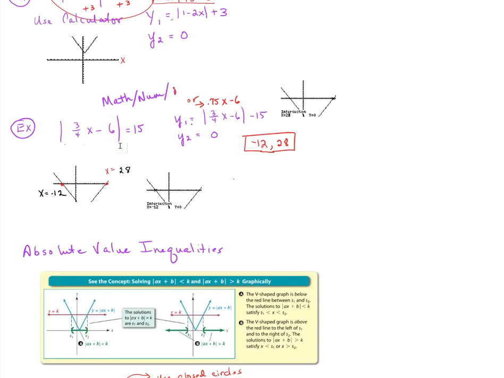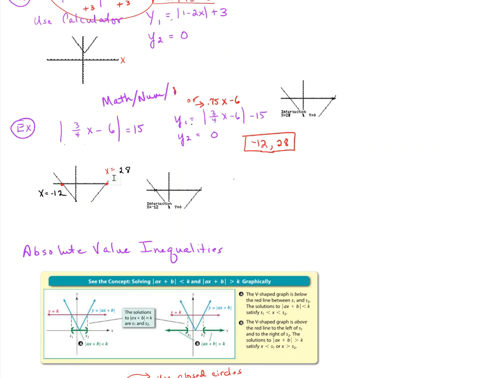Let's look down to the next one. So absolute value of 3/4 x minus 6 equals 15. So the first thing is to bring the 15 to the other side, and we have y2 to be 0. And if you don't want to deal with the fraction and it turns into a nice decimal, like 3/4 is 0.75, you could use that. So we do that and we get a picture.